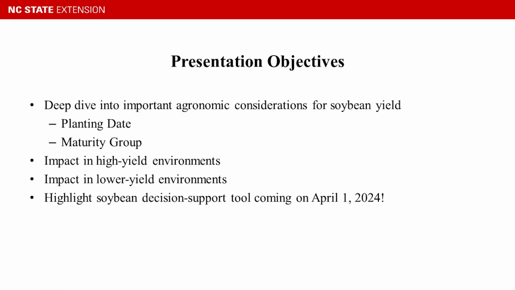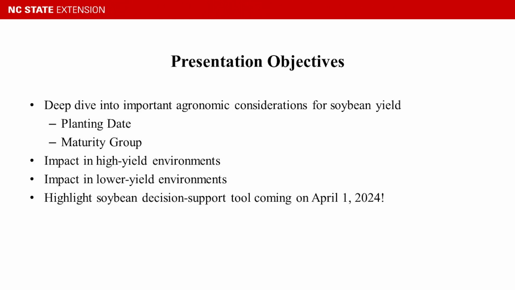For me, that's going to be core agronomic material. For my colleagues and other presenters, it will be other material. But in this presentation, my objectives today are to take a deep dive into the important agronomic considerations for soybean yield. There's not time to talk about all the considerations, so I'm going to talk about planting date and maturity group and how you might adjust those across yield environment. I'll talk about how those production practices again impact soybeans in high yield environments and lower yield environments.